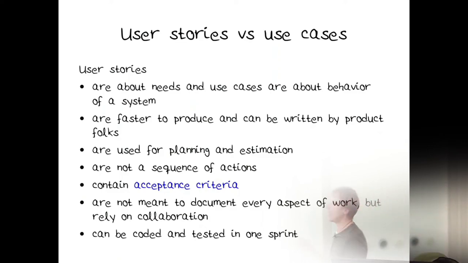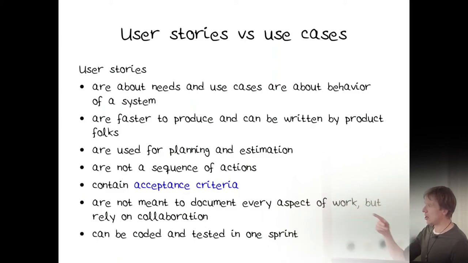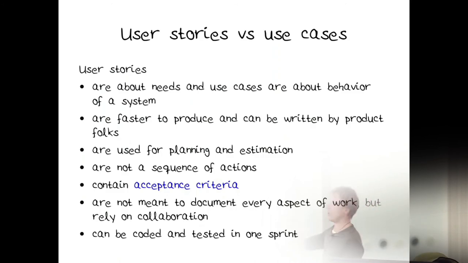User stories can be used for planning and estimation. They are not a sequence of actions. They contain acceptance criteria; we'll look into those. They are not meant to document every aspect of work. They're not meant to be complete. Just like things are time boxed, which means the output you produce is not perfect, these are not supposed to be perfect. It's okay. And a user story should be able to be coded and tested in one sprint.